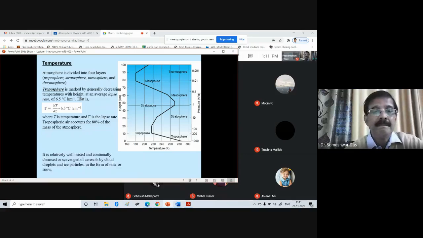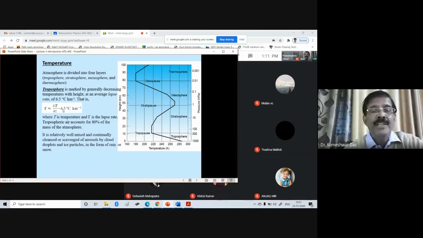It is relatively well mixed and continually cleansed, or scavenged, of aerosols by cloud droplets and ice particles in the form of rain or snow. The troposphere is well mixed because of the existence of strong convective motions: rising motion, sinking motion, upward motion, downward motion, updrafts, downdrafts, thermals.